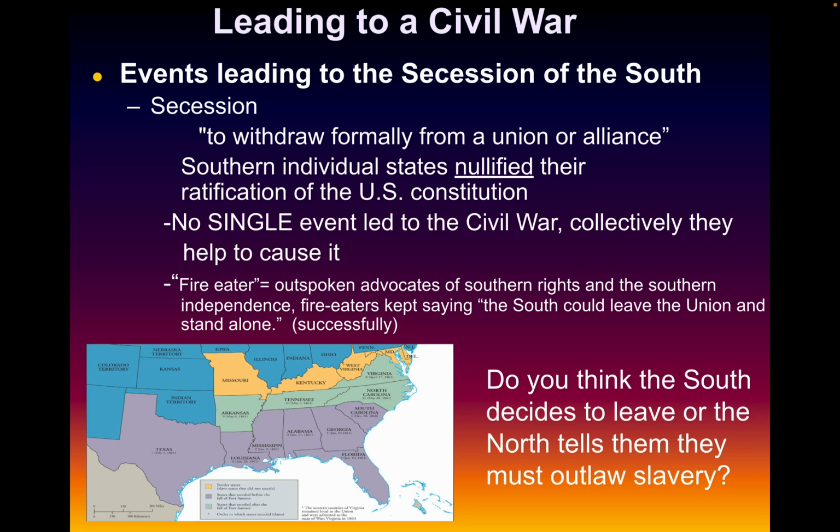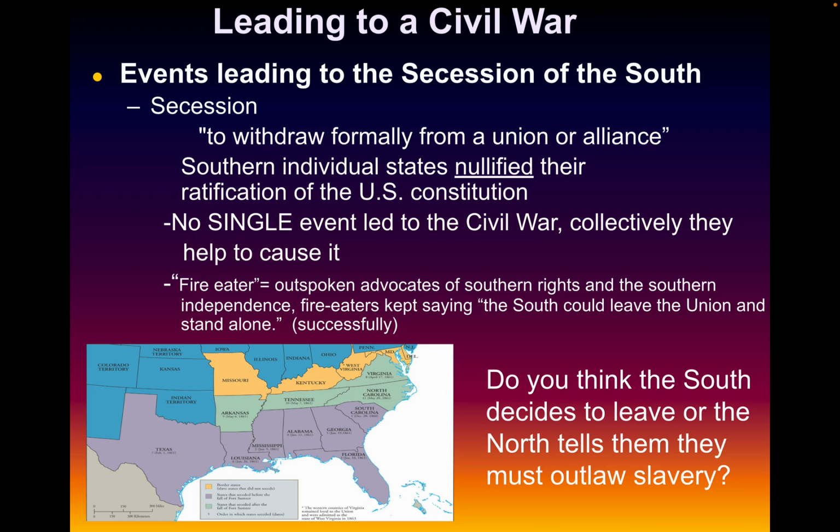The last term on this slide for you is going to be fire eater. This isn't someone at a circus, okay, although it kind of reminds me of that. A fire eater is an outspoken advocate of Southern rights and Southern independence. In other words, somebody in the South who was very pro-Southern rights. They wanted to go against the North. They wanted to do their own thing.